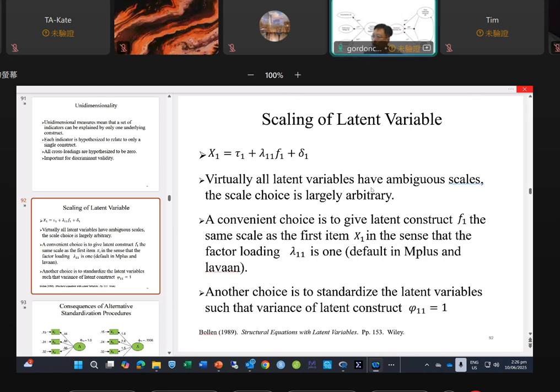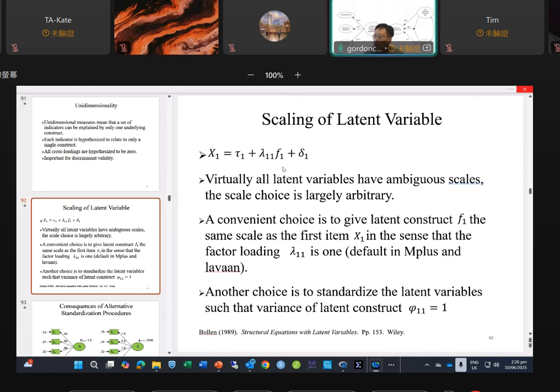So all the latent variables have ambiguous scales. Unlike distance, we know how to measure distance, but we don't know how to measure job satisfaction. We don't have a scale. We don't know what a 3 means or a 5 means. So we need to provide a scale. A convenient way is to pick the first item, and then we fix lambda 1 equals to 1, such that your factor has the same scale as x1.